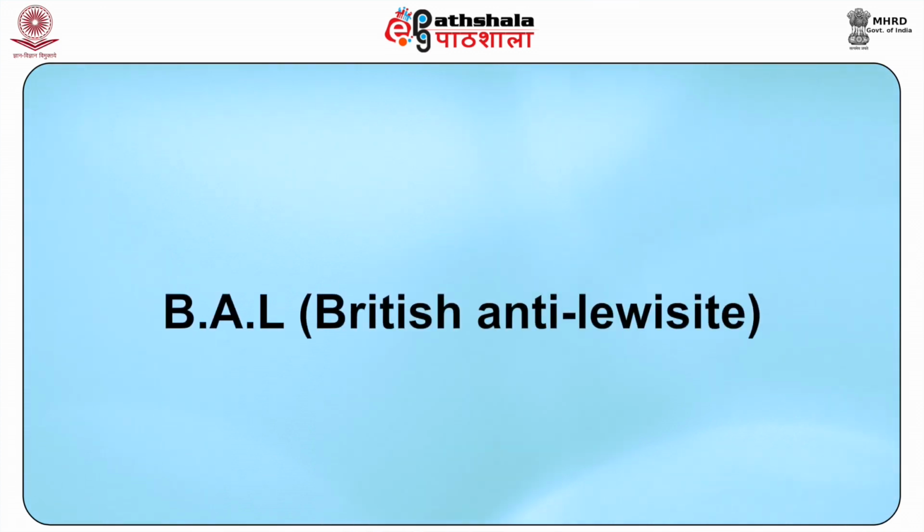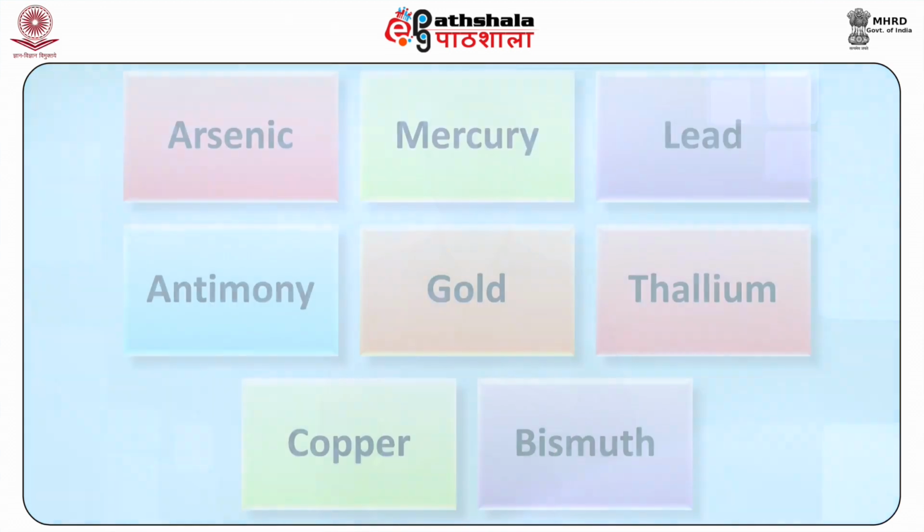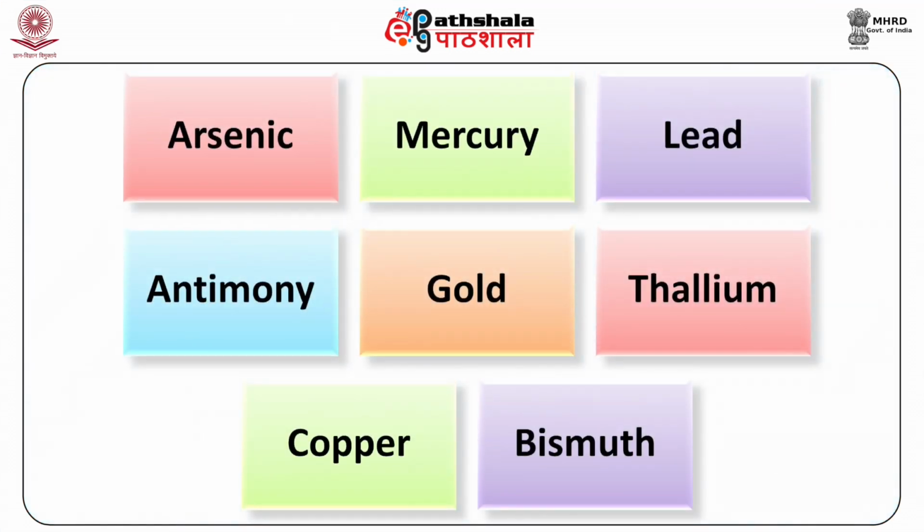Now, BAL, British anti-lewisite. It is also known as dimercaprol. BAL was originally used as an antidote for lewisite, a vesicant containing arsenic that was used as war gas. This compound is used in heavy metal poisoning, especially arsenic, mercury, lead, antimony, gold and thallium, and also to some extent against copper, bismuth, etc.